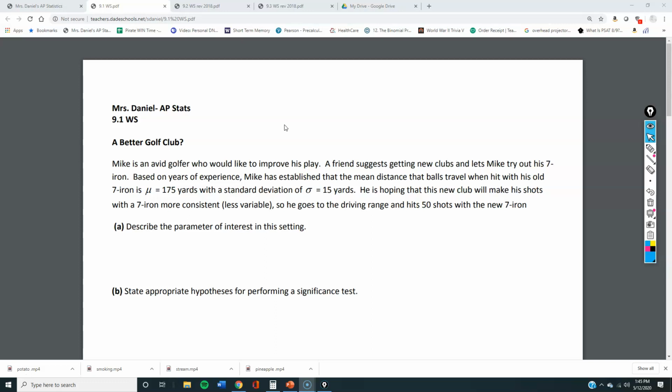Now let's state the appropriate hypothesis for this situation. When we know our null hypothesis, what we assume to be true is that the standard deviation equals 15. Alright, so he thinks he's going to be more consistent with this new 7-iron. So more consistent would mean a smaller standard deviation.